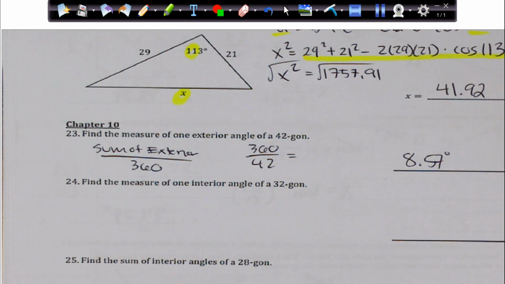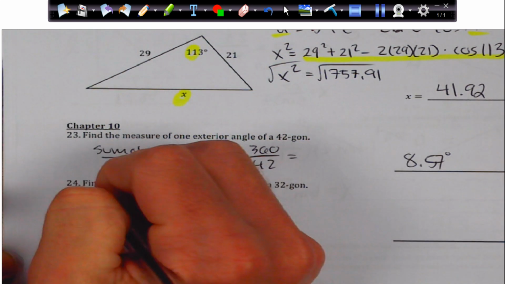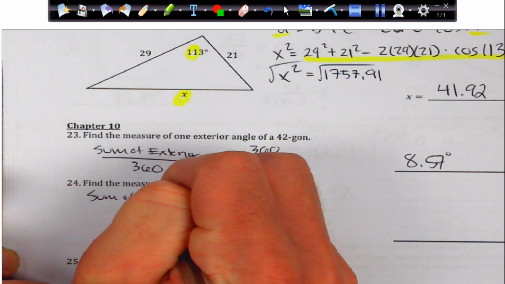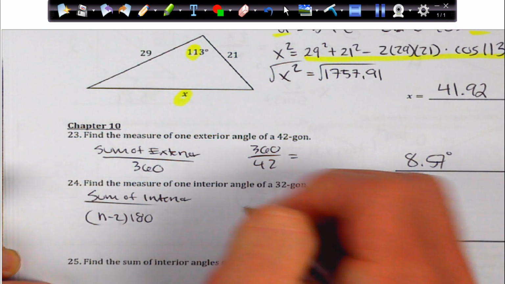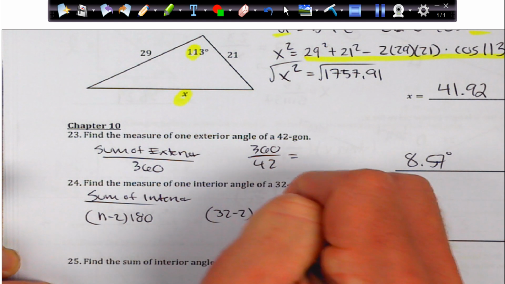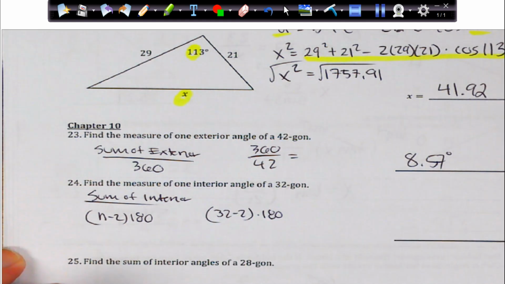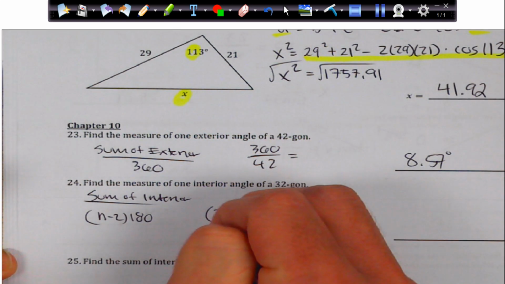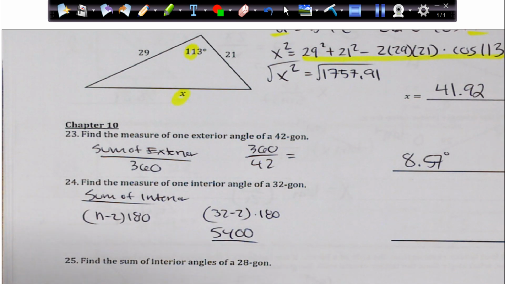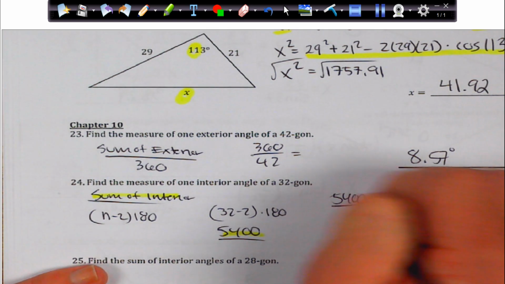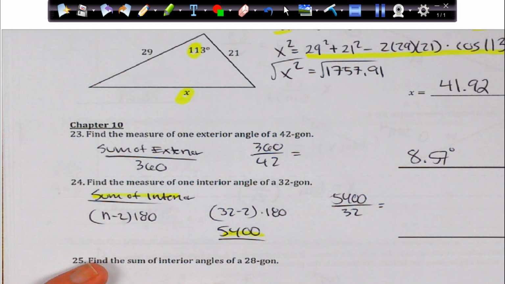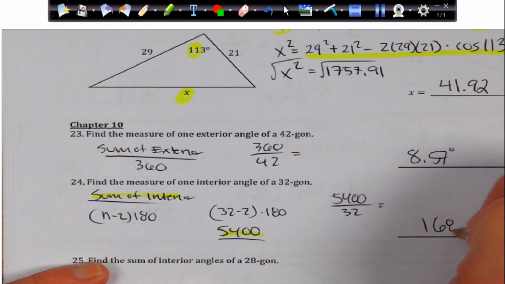Find the measure of one interior angle of a 32-gon. Well, the sum of interior is n minus 2 times 180. So I'm going to do 32 minus 2 times 180. So that'll be basically 30 times 180. So I get my sum is 5,400. So the sum of the interior is 5,400. It should be a regular polygon we're referring to, so we're going to take 5,400 divided by 32. And what you get? 168.75 degrees.